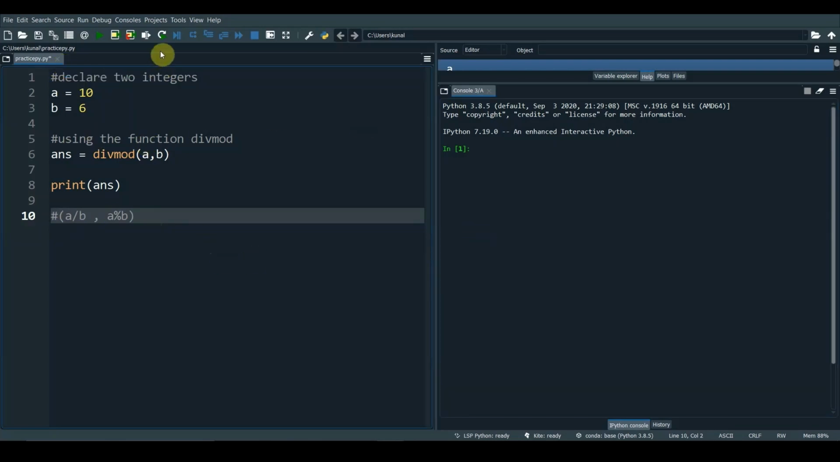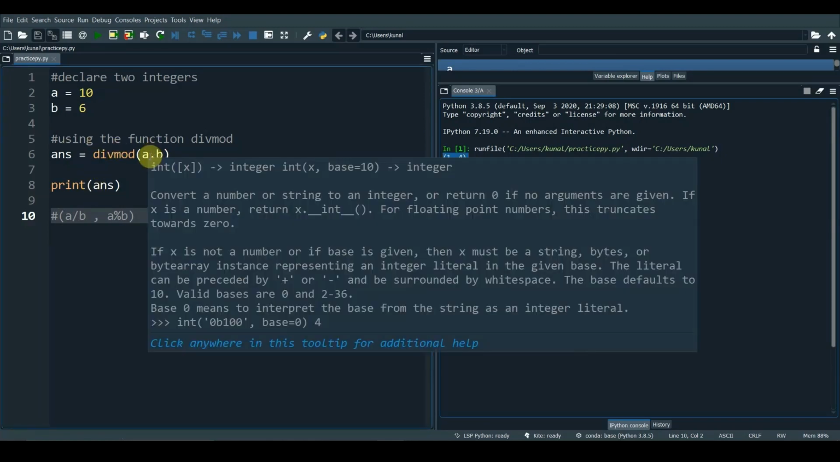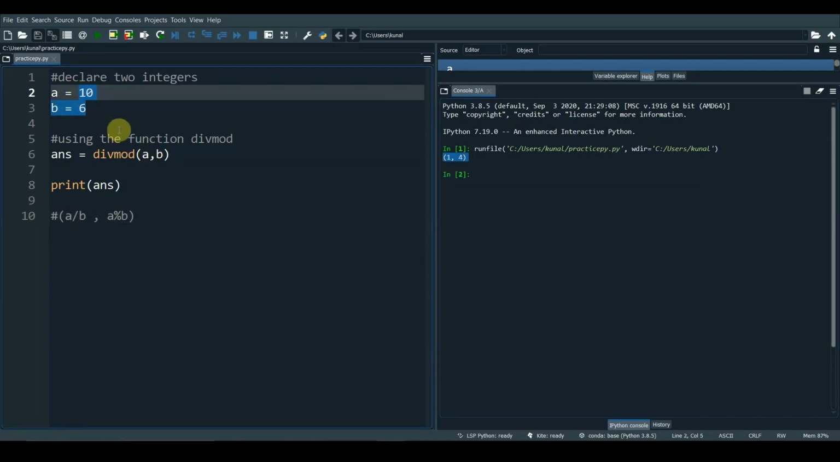Okay, now I hope all of you were able to guess the output. Let's just try to run this program. And as you can see, 1 and 4 is the answer, which was what we predicted, right? So 10 divided by 6, which is basically floor of 10 divided by 6, is 1, and 10 modulo 6 is 4.